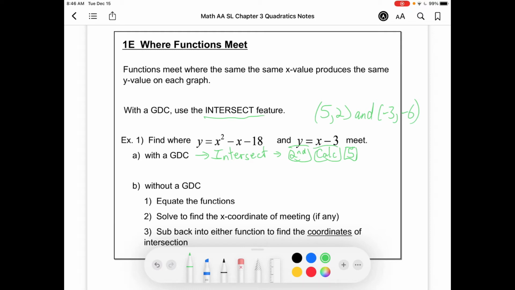Without a graphing calculator, we're still responsible, though, to be able to find points of intersection. So here are the 3 steps. We will equate the functions. We'll make them equal to each other, and that will help us find the x-coordinates where they meet. Once we've found the x-coordinates, we need to find the y-coordinates by subbing back in. So we'll do this exact question, but with analytic or non-GDC techniques.